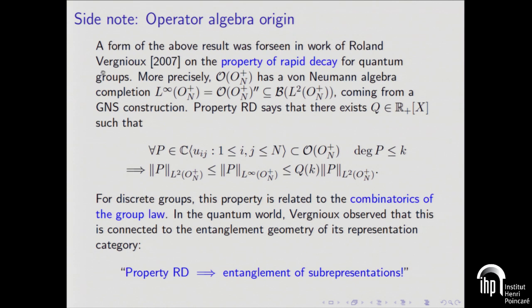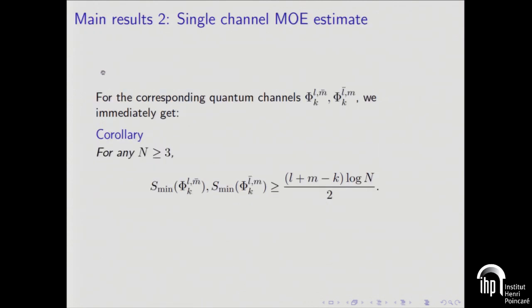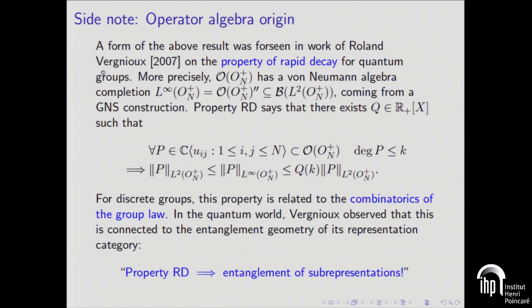The point of connection is that if you're trying to do property of rapid decay for discrete groups, what you're doing is playing with the combinatorics of the group law. In the quantum world, what's interesting is that the combinatorics somehow gets transferred to a geometric question about how sub-representations of tensor products of representations sit inside of each other. The general idea observed by Roland Vergnioux, though stated in a slightly different way, was that property of rapid decay in many situations implies entanglement of sub-representations. I just wanted to mention that because reading Roland Vergnioux's paper, while working on an entirely different problem, was how we came up with the idea to look at this situation.